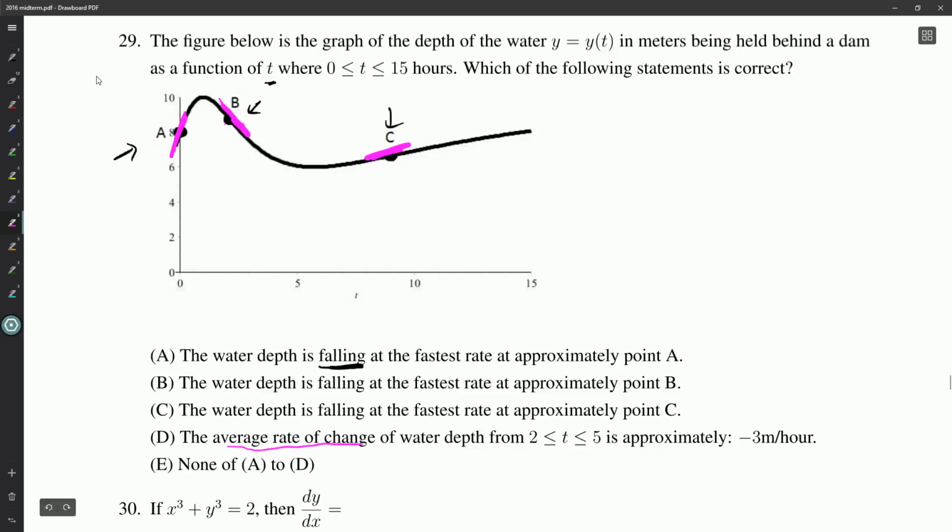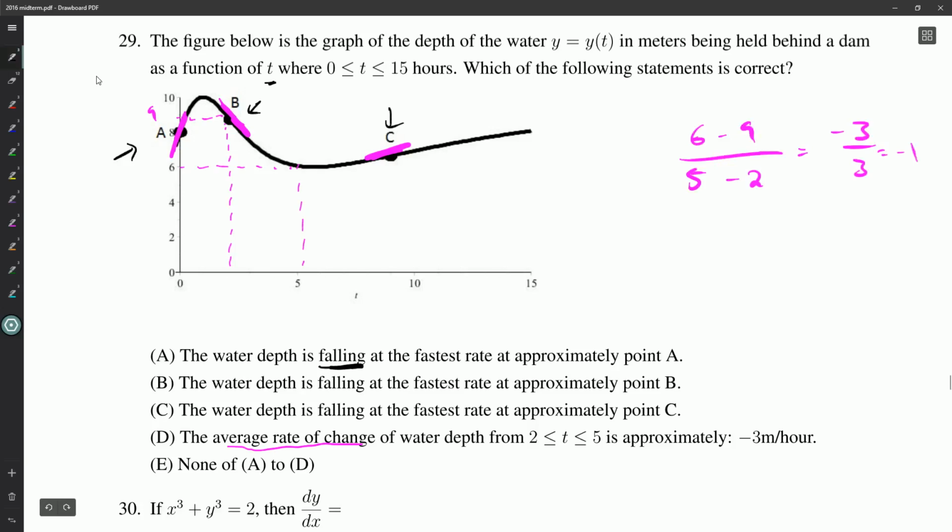And what about this average rate of change of the water between 2 and 5? Well, 2 is about here, so that's up at, let's say, 9 around B. 5 is down around here, so that'd be 6. So if we're doing the average rate, from 2 to 5 it goes from 9 down to 6, and that would be negative 3 over 3, so it's about a change of negative 1 meter per hour. So D definitely looks out.